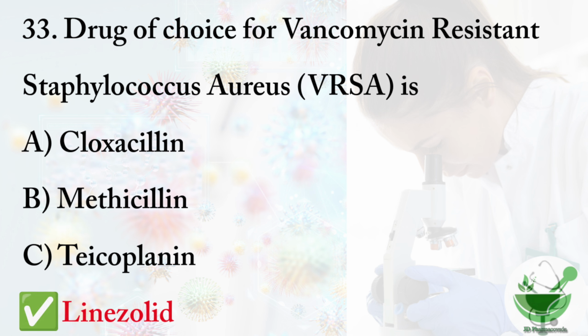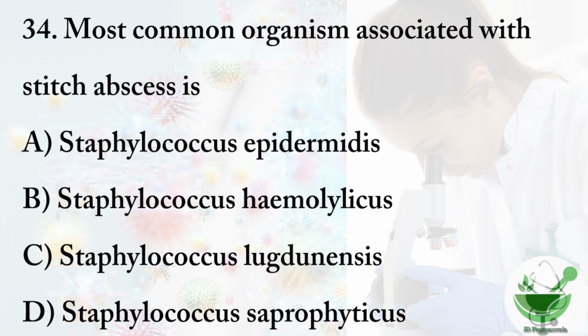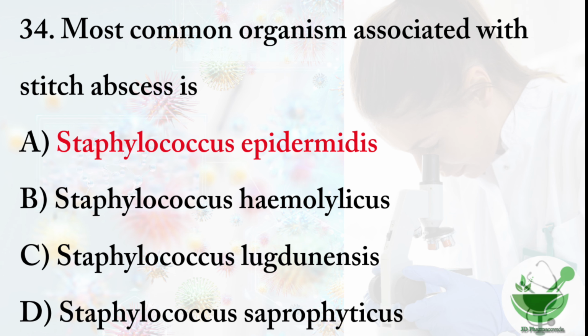Then question number 34, most common organism associated with stitch abscess is. So the options are option A, Staphylococcus epidermidis, option B, Staphylococcus haemolyticus, option C, Staphylococcus lugdunensis, option D, Staphylococcus saprophyticus. The right option is option A, Staphylococcus epidermidis.